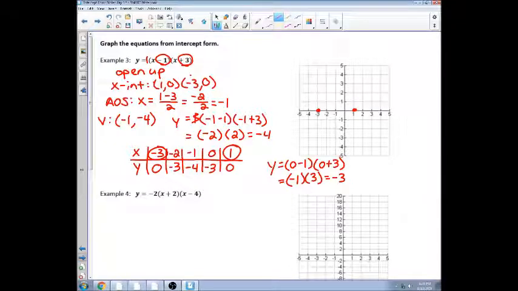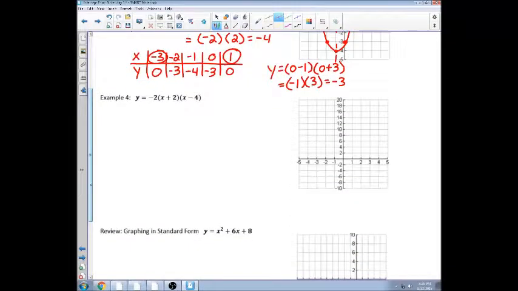Plot our points, so I'd go 0, -3, -1, -4, and -2, -3. Looking at that graph, what did I forget to do? Well, I forgot to put my axis of symmetry at x equals -1. And there it is. We are good.